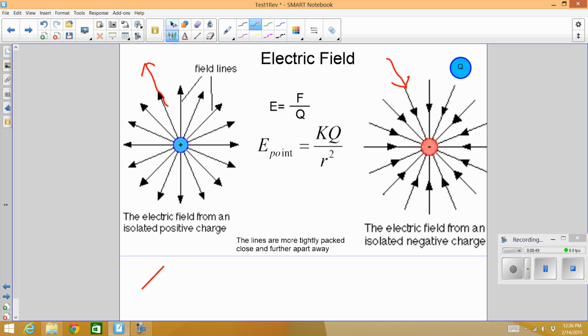And basically the way the electric field is defined, if I put another charge in there, say a positive charge again, there will be a force acting on it. The electric field is defined as how many newtons of force per coulomb of charge. This is how it's defined.